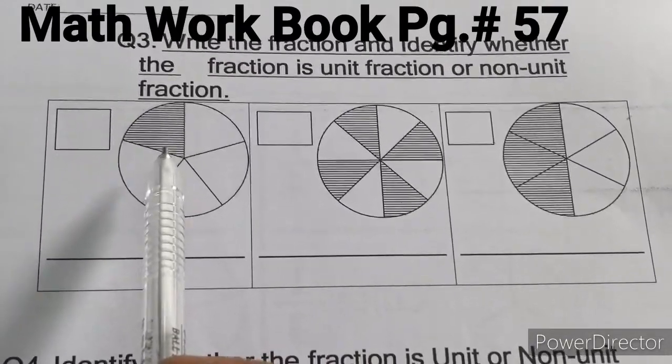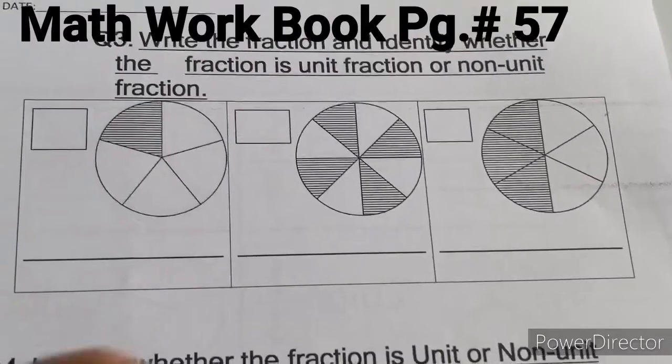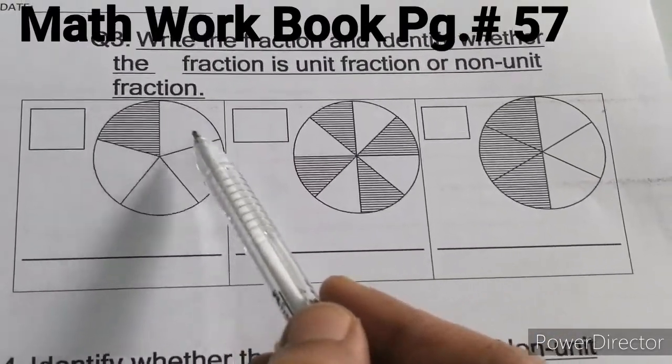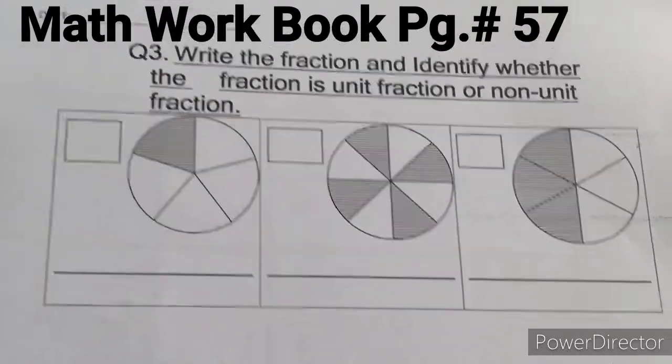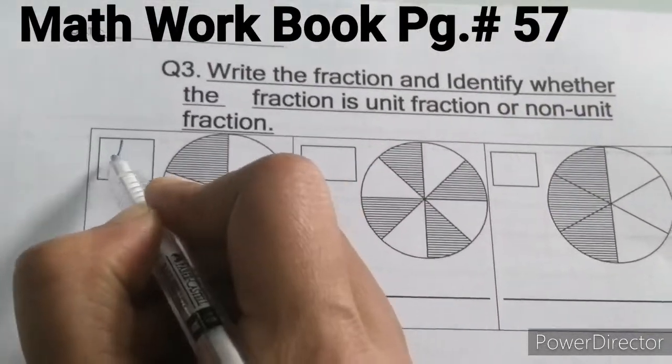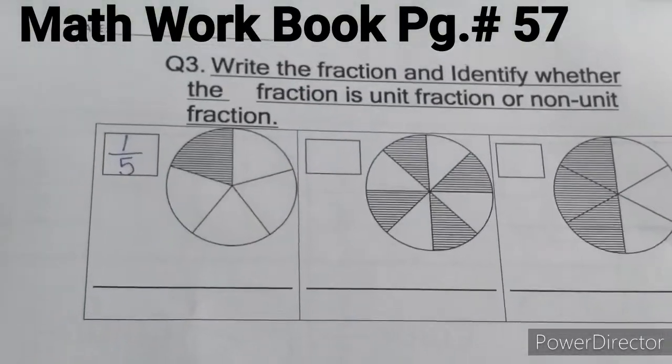So here there is one portion shaded. And how many portions do we have? 1, 2, 3, 4, 5. What is the fraction now? 1 portion shaded and there are 5 portions. So the fraction is 1/5.